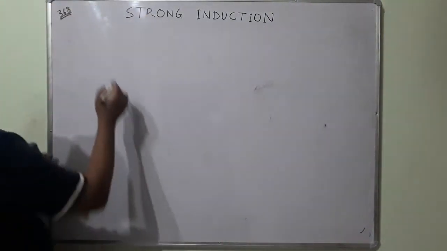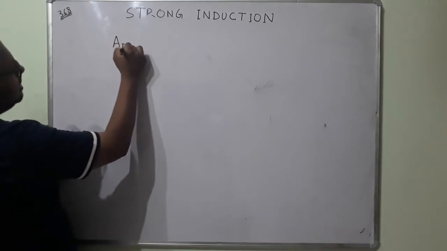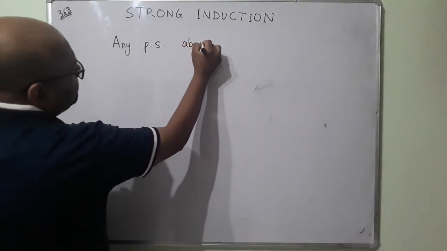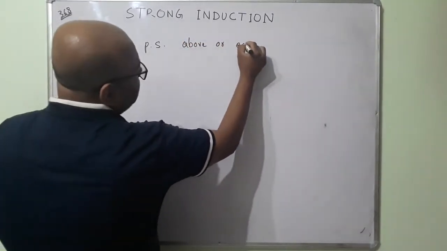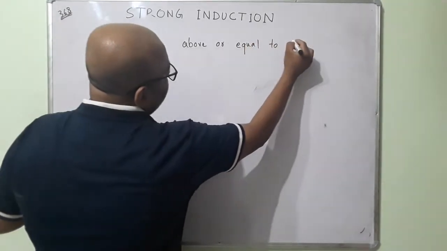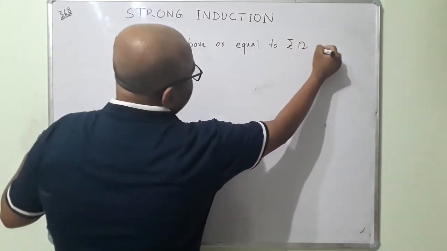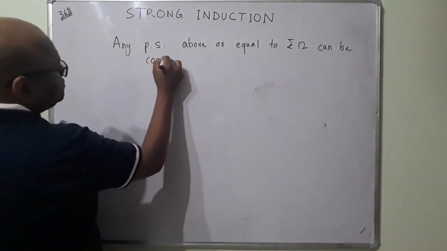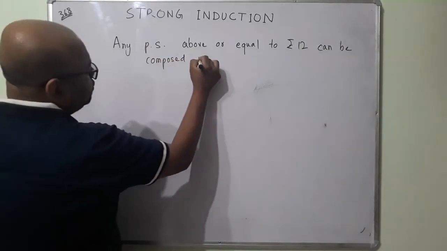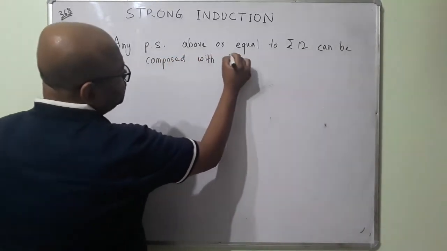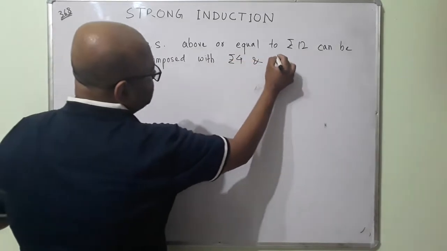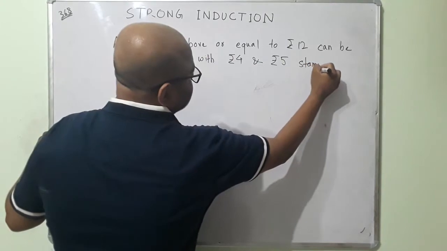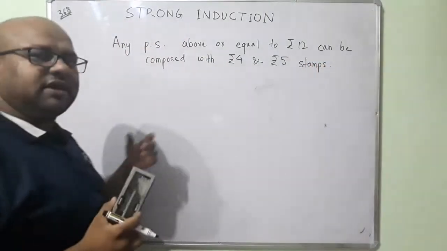Given that, here is the theorem. Any postage stamp above or equal to rupees 12 can be composed with rupees 4 and rupees 5 postage stamps. So what is the claim according to this theorem?